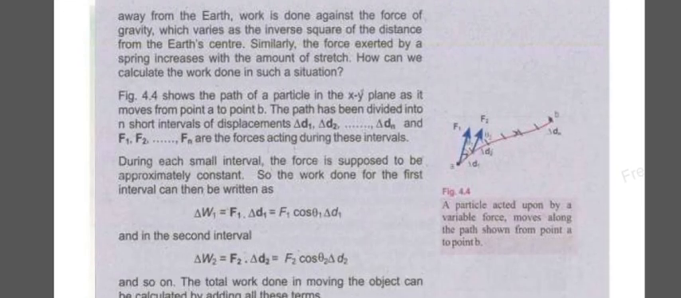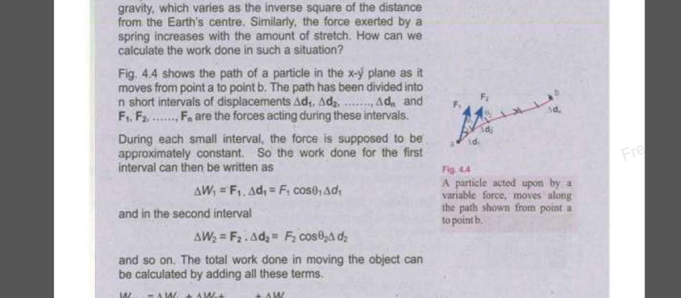To find the expression for the work done by a variable force, we have to see this figure. This is point A, and this is point B. At this point force F1 is being applied, which is making an angle theta 1, and its displacement is d1. Next is d2, force is F2 and making angle theta 2. Next will be F3, theta 3 and d3 and so on. So the work done will be equal to the sum of all the work done by these forces.